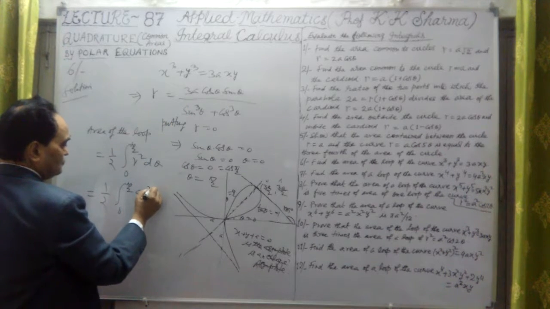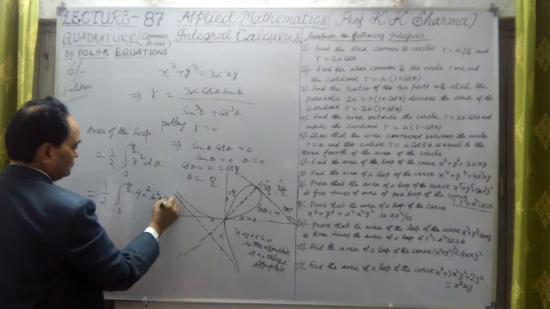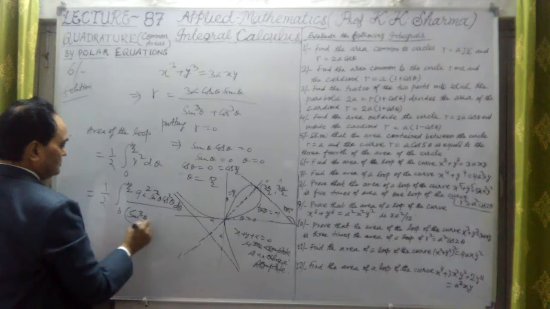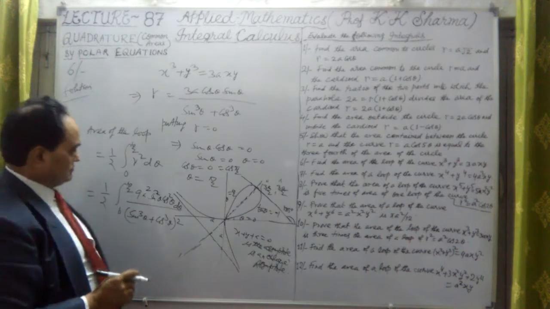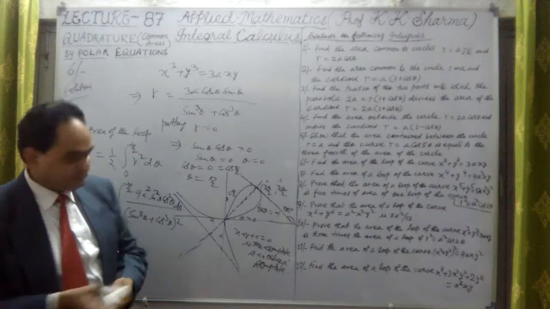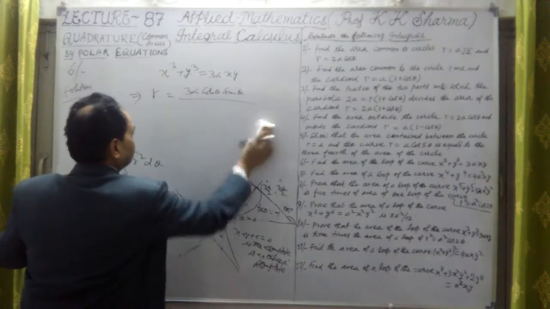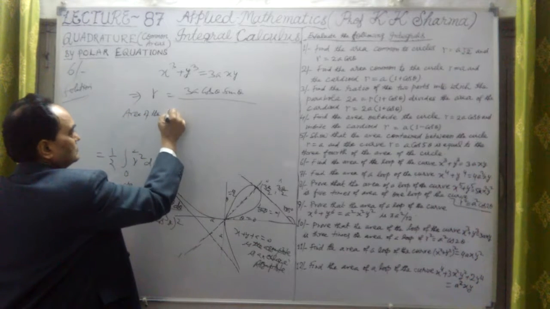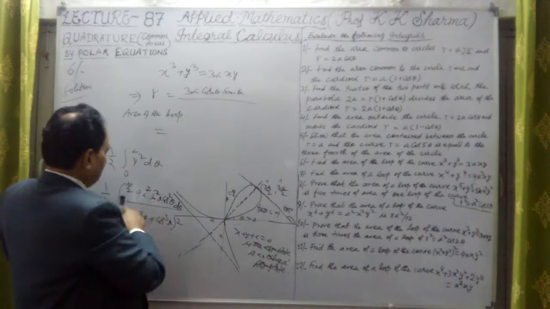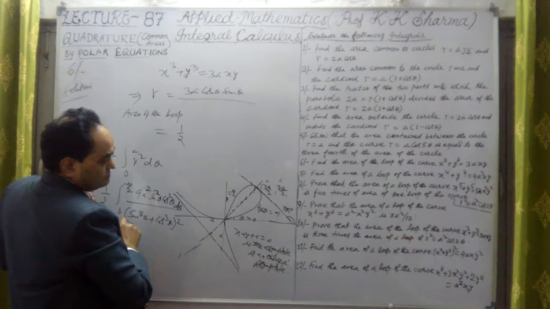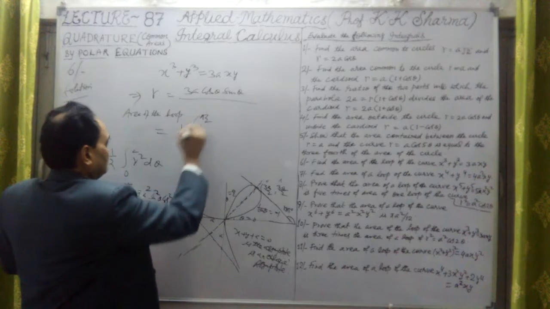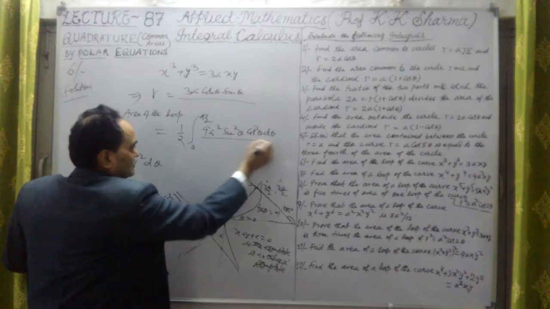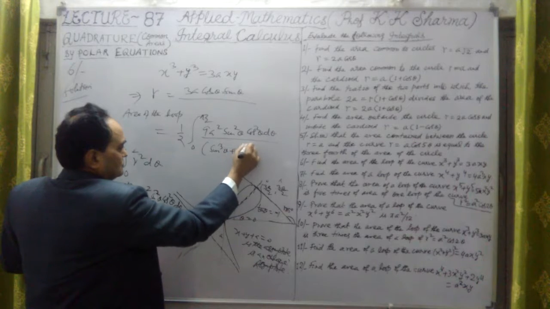That means 9a squared sin squared theta cos squared theta d theta divided by (sin cubed theta plus cos cubed theta) whole squared. So this area we have to find out. Now let me solve it further. The area of the loop of this curve is equal to 1/2 times the integral from 0 to pi by 2 of 9a squared sin squared theta cos squared theta d theta over (sin cubed theta plus cos cubed theta) whole squared.